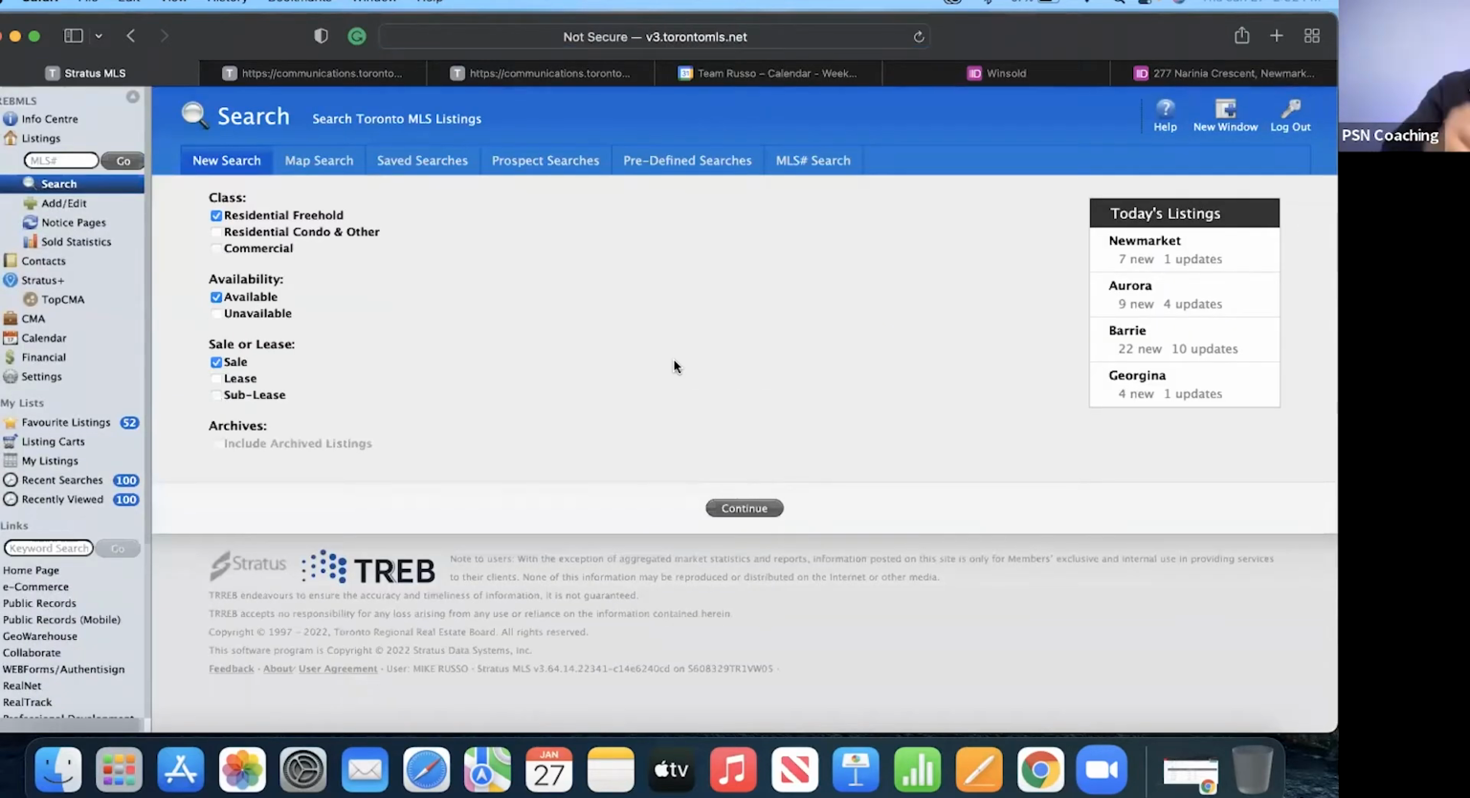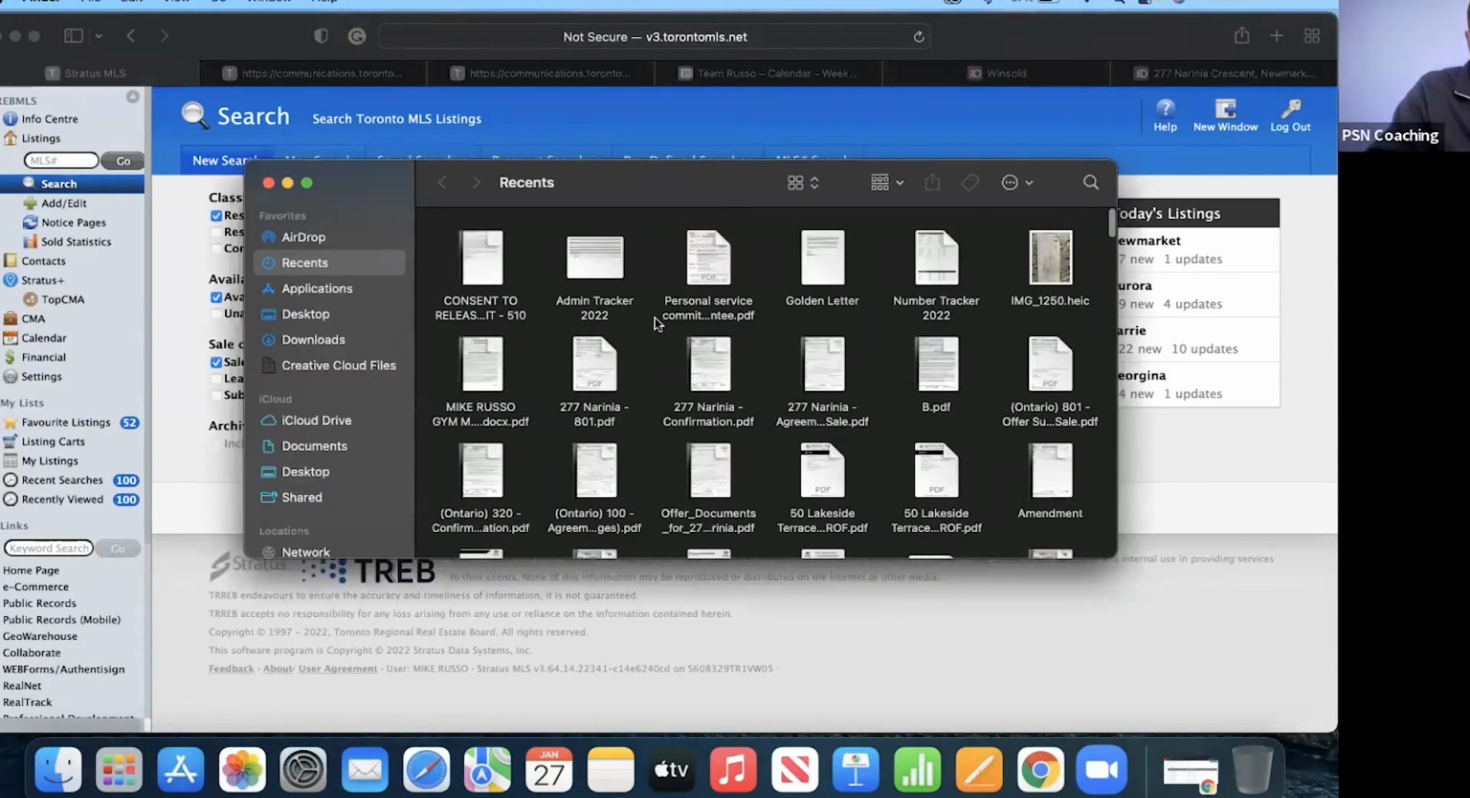So I put all the properties that I think are the most comparable, and in this instance a lot of them were detached homes, 2-story homes is what I meant to say. Do you have a template of your CMA that you present, like a paper form? Yeah. That's what we're going to go over next week, how to present it.